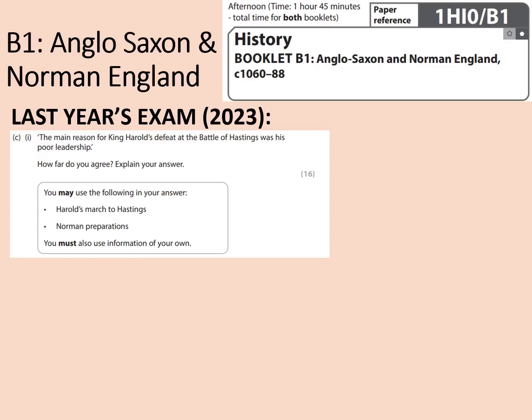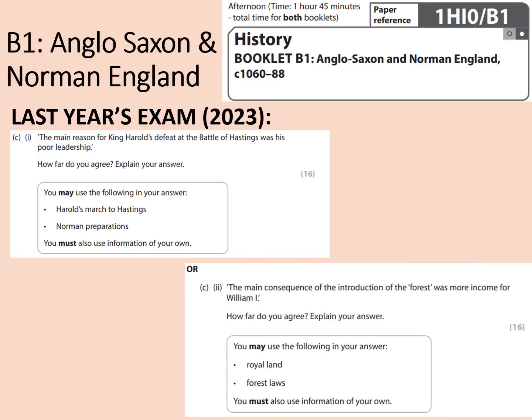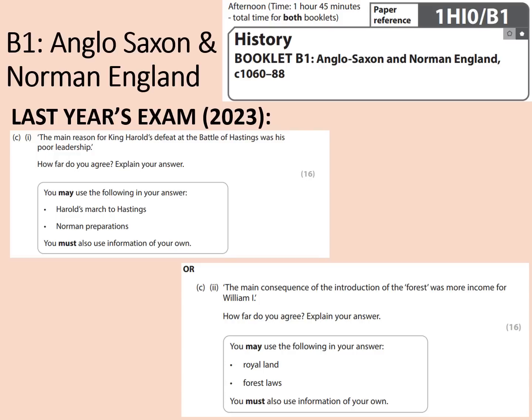This was an incredibly popular question and a bit of a gift for anyone who knows the Battle of Hastings well. The other question was, the main consequence for the introduction of the forest was more income for William I. How far do you agree? The stimulus points here were royal land and forest laws, although I'm pretty sure that would have been obvious for anyone reading this question.